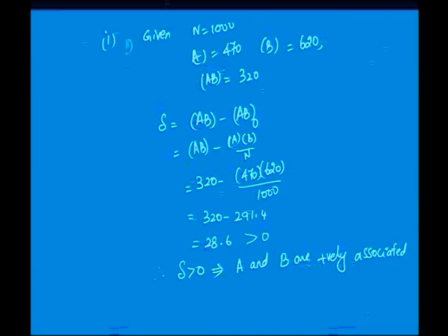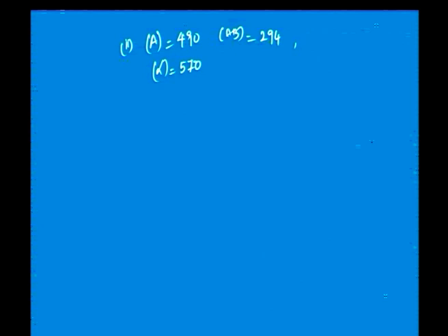Second, we are given A value is equal to 490 and AB is equal to 294, then alpha is equal to 570, then alpha B is equal to 380. Here the N value is not given for use in the formula of delta. First we have to find N.